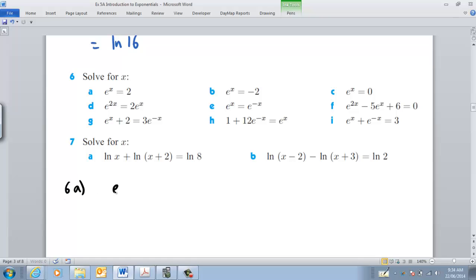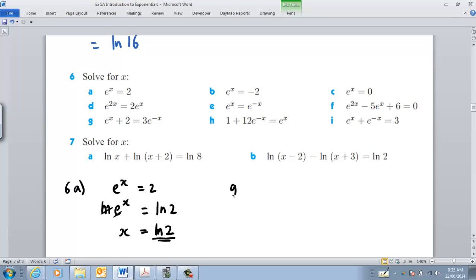So if I've got e to the x equals 2, well, the way we get rid of e is simply by taking the ln of both sides. So if we go ln of e to the x, and that's equal to ln of 2, the ln and the e's really cancel each other out, so that leaves me with x equals ln of 2. Alright, so that's as simple as it needs to be. We're going to something a little bit more complex.